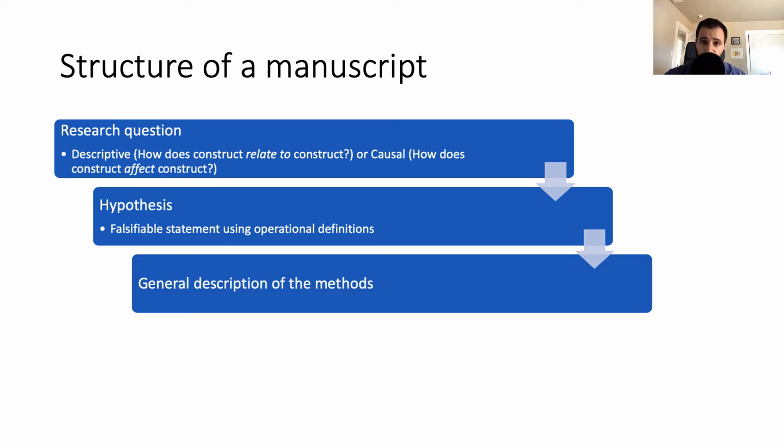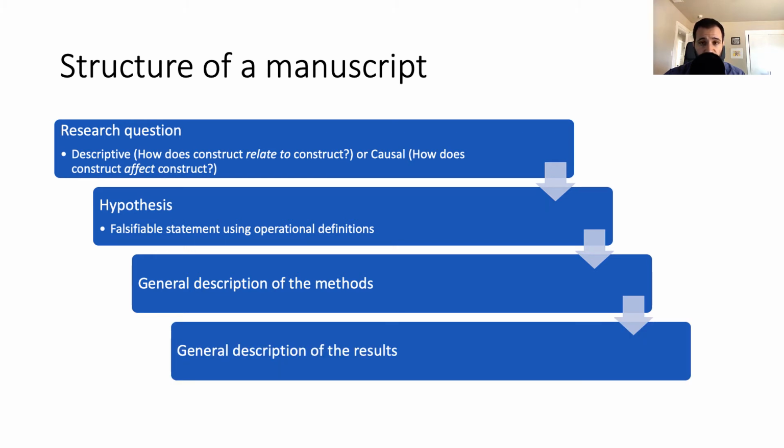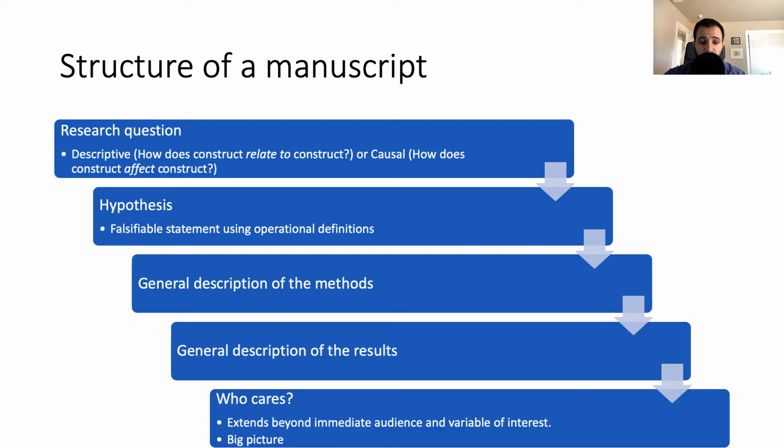Then you should see a description of their research methodology, followed by a description of their results, followed in the end by some statement about why we should care. And so you can take these pieces of a manuscript and actually pull them all out and turn that pretty directly into a summary of what happened in that manuscript.